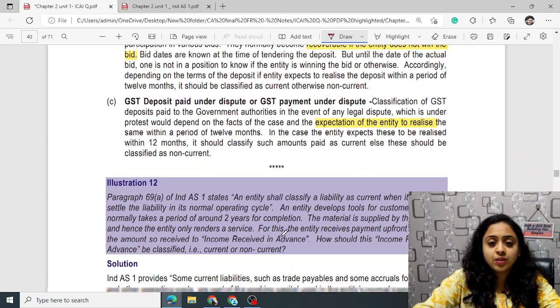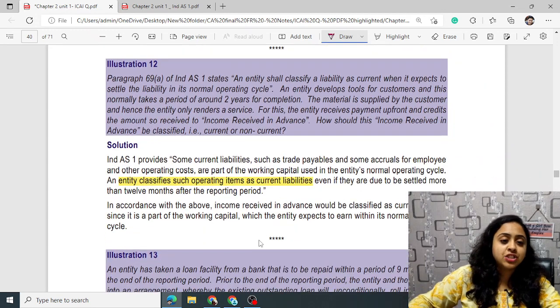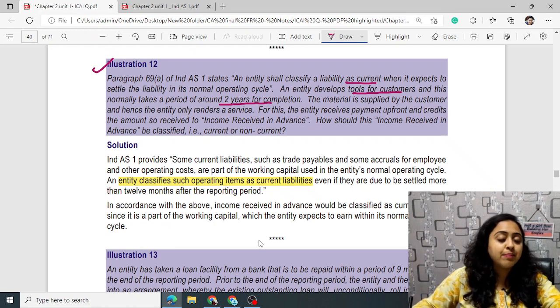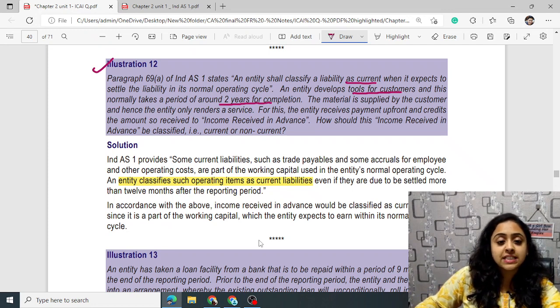Okay. You can read the answer. See, illustration number 12. An entity shall classify a liability as current when it expects to settle the liability in the normal operating cycle. An entity develops tools for customers and this normally takes a period of around 2 years for completion. 2 years, 24 months is the basic completion time of those tools.